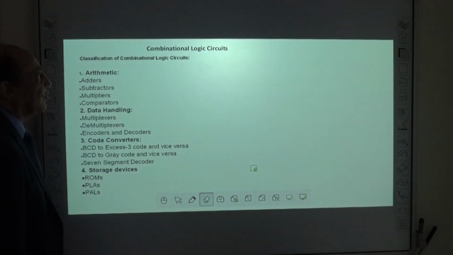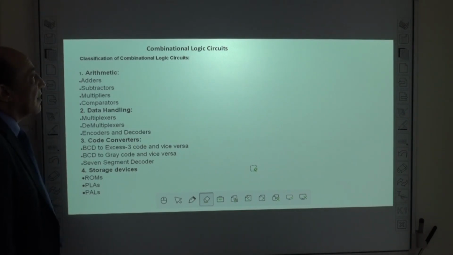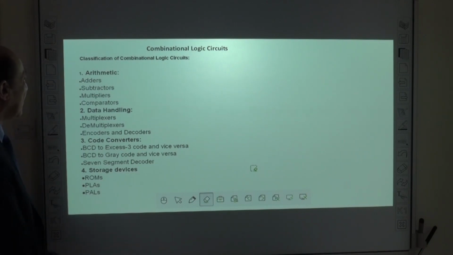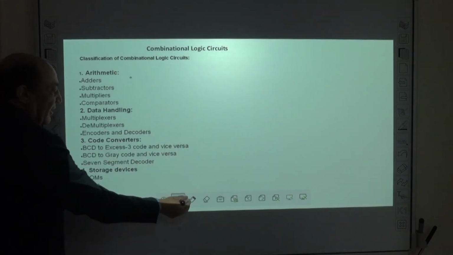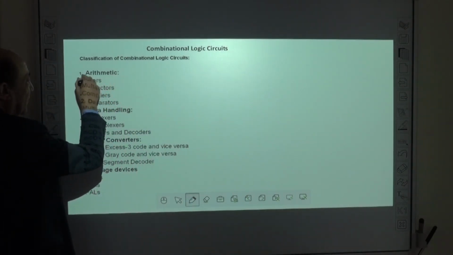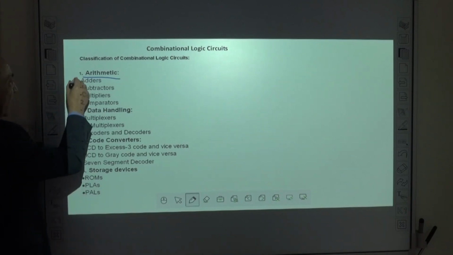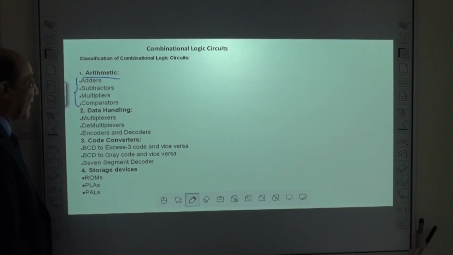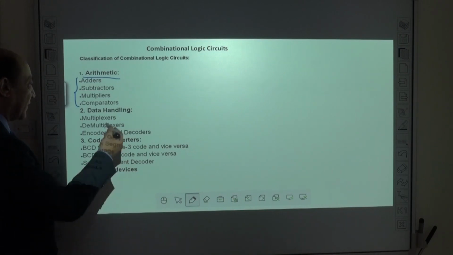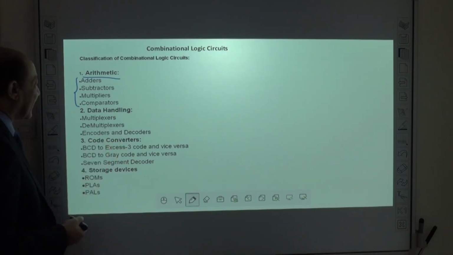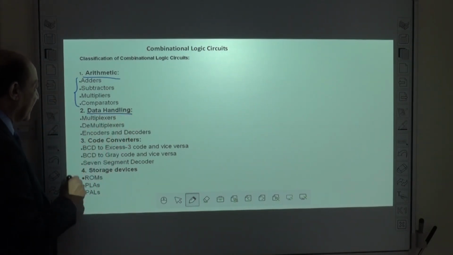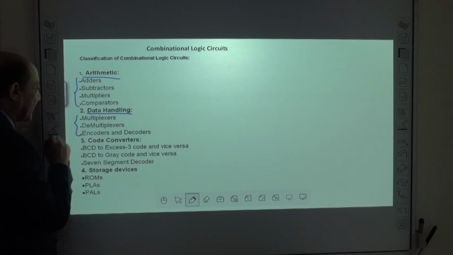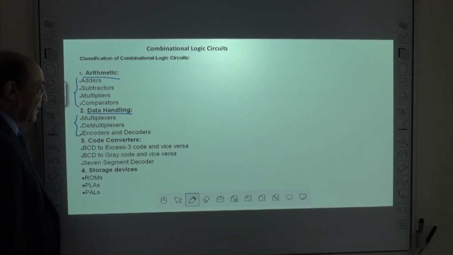Today we start our next topic, the study of different combinational logic circuits. Combinational logic circuits are classified into arithmetic circuits, such as adders, subtractors, multipliers, and compare circuits or comparators. The second type is data handling combinational logic circuits. These include multiplexers, demultiplexers, encoders, and decoders.